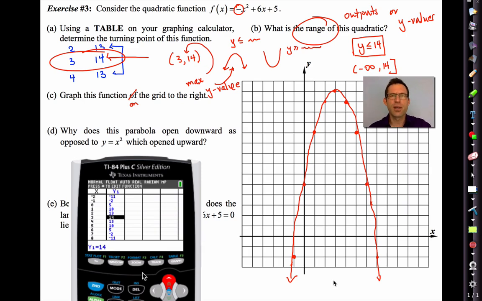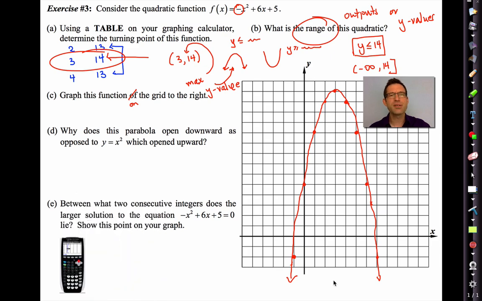Now we've kind of answered letter D, but let's make sure that we have it. Why does this parabola open downward? This is a downward opening parabola versus y equals x squared, which we saw before, that opened upward. Why is that? Think about it. Write something down. Pause the video.